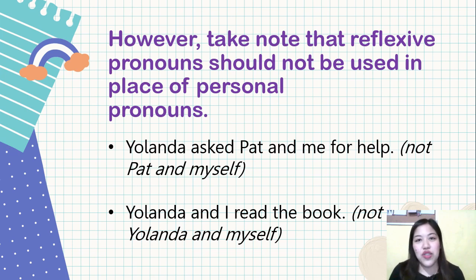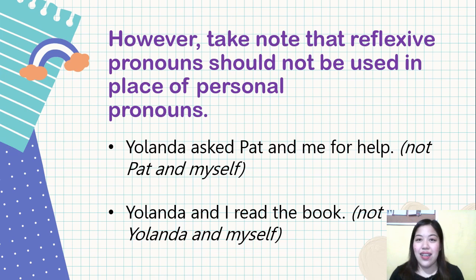However, let us take note of the following exemption to the rule. Some reflexive pronouns should not be used to replace personal pronouns. As a rule, to know if you are using the right pronoun, imagine yourself saying the sentence without the person before the word and. Like in this first example, the sentence is, Yolanda asked Pat and me for help. Let's try to omit Pat since she is the person before the word and. So it will go like this: Yolanda asked me for help, or Yolanda asked myself for help. So what do you think is a better sentence?